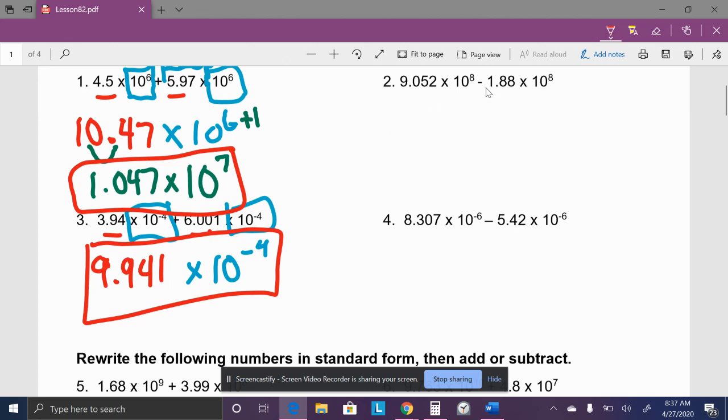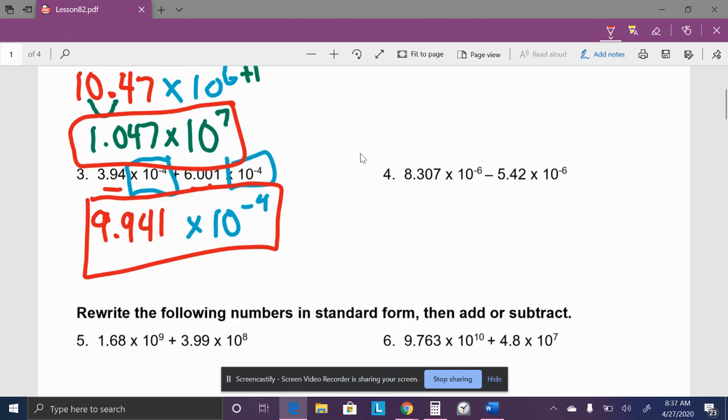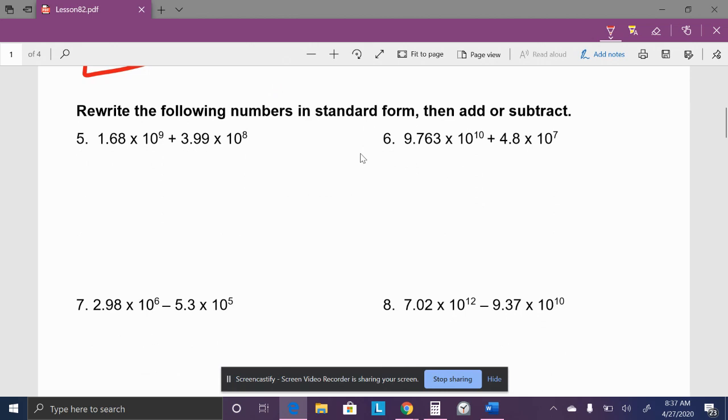Same thing goes with subtraction, guys. When you add or subtract, no difference. You have to make sure the powers of 10 are the same, and then you would just subtract the numbers out in front, and then make sure it's in scientific notation. Adding and subtracting are almost the same thing. Remember, subtracting is the same thing as adding a negative number. So the same rules apply for adding and subtracting.